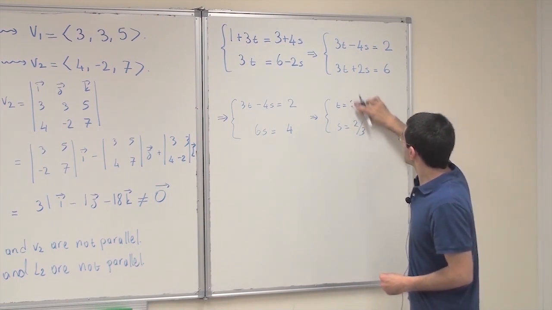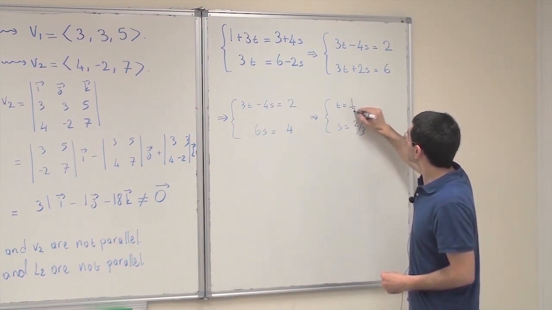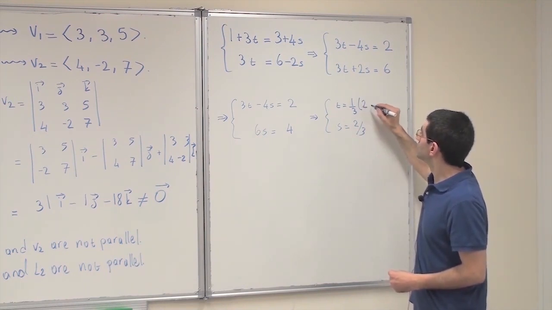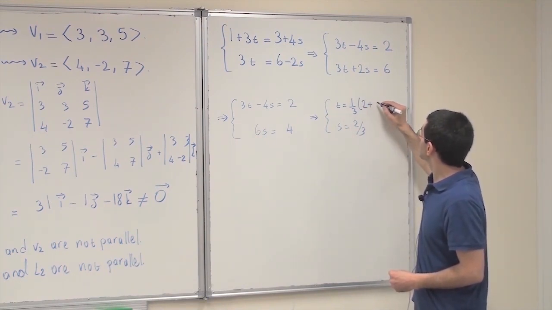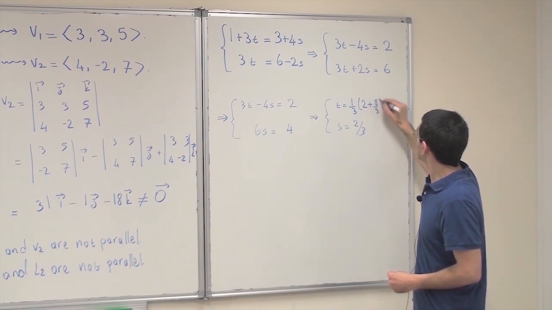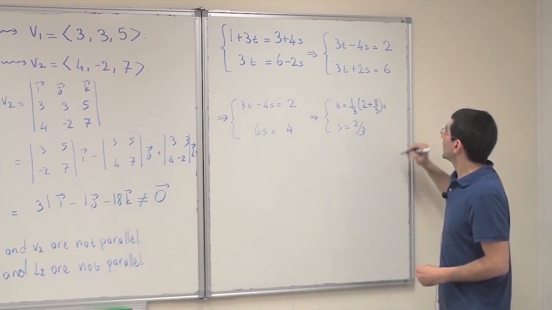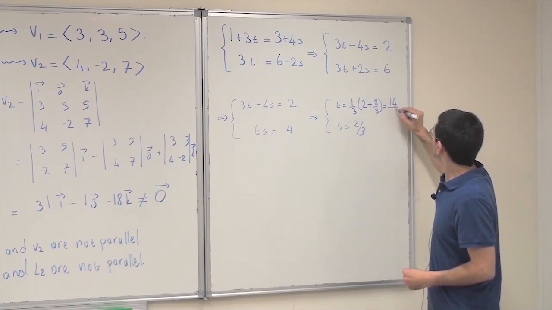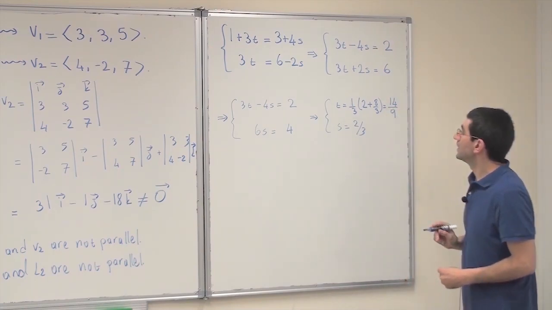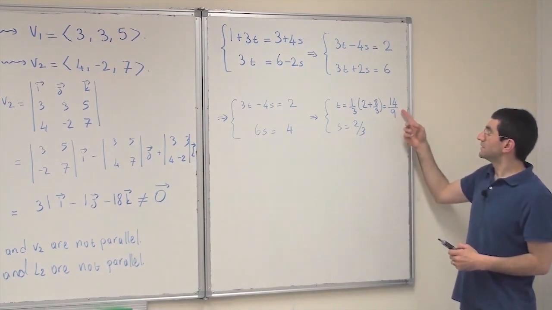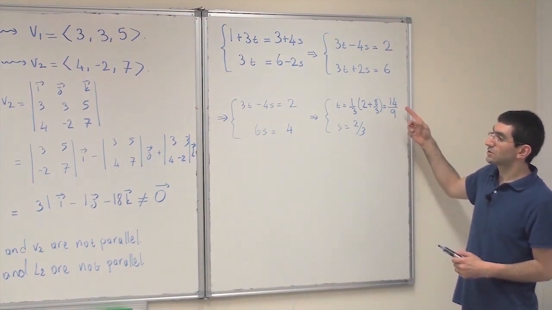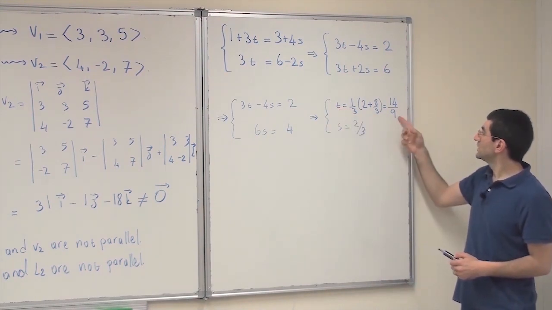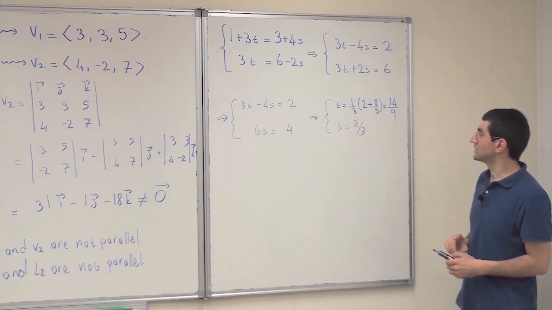So t is, okay, let's do it together. First of all, 1 over 3 times 2 plus 8 over 3, which is 14 over 9. So the values of the parameters in order to have an intersection is t equals 14 over 9 and s equals 2 over 3.